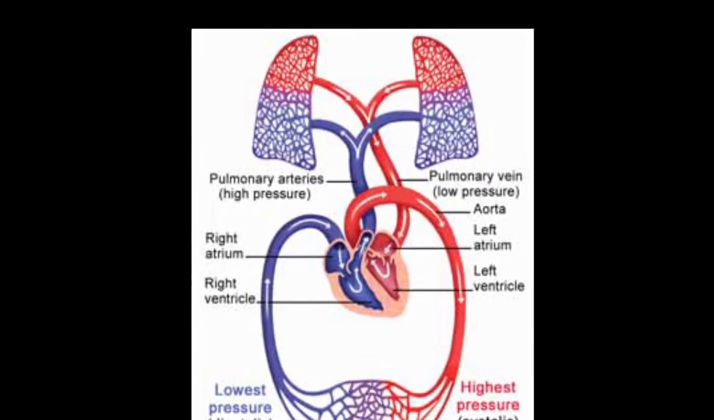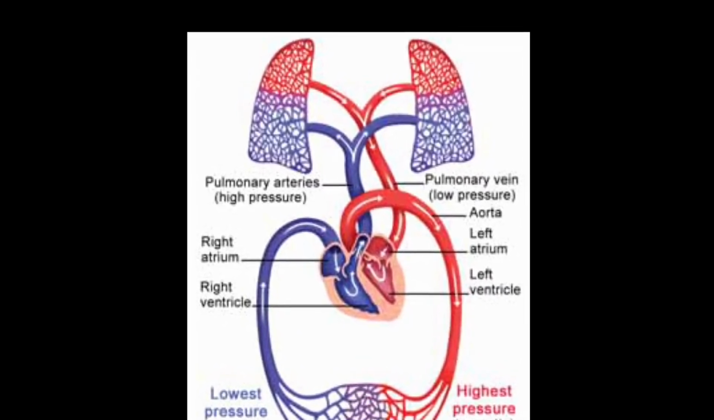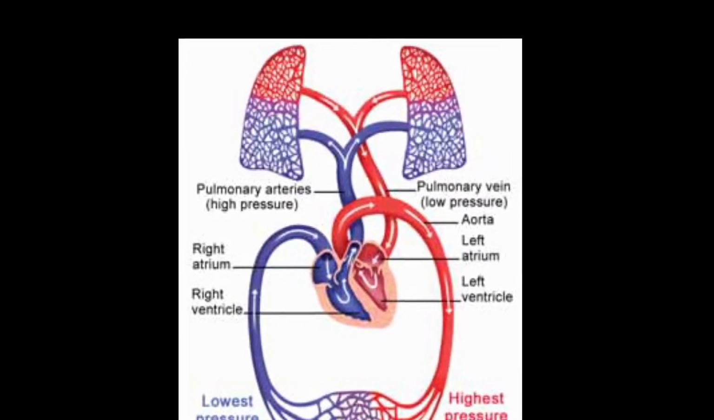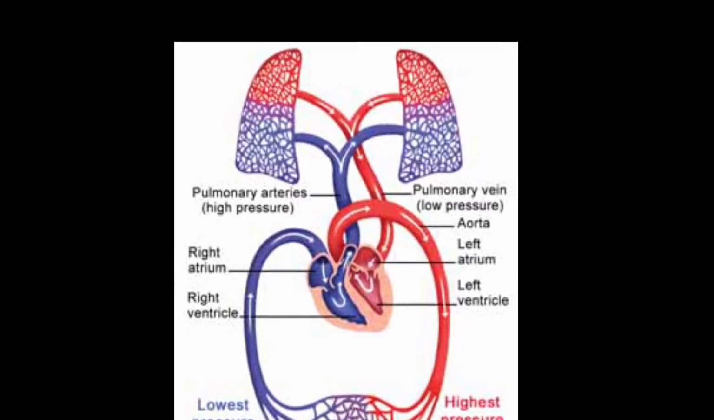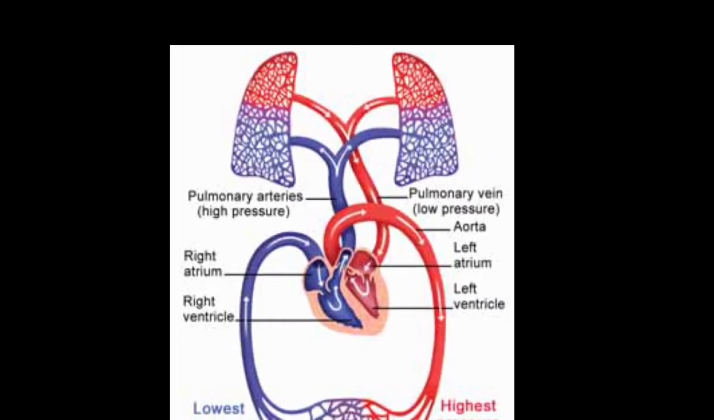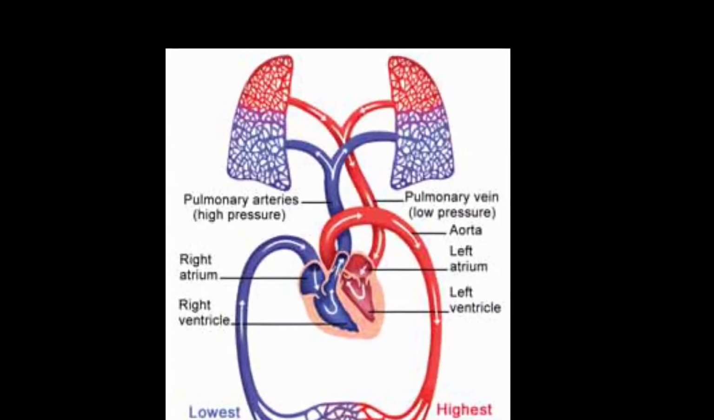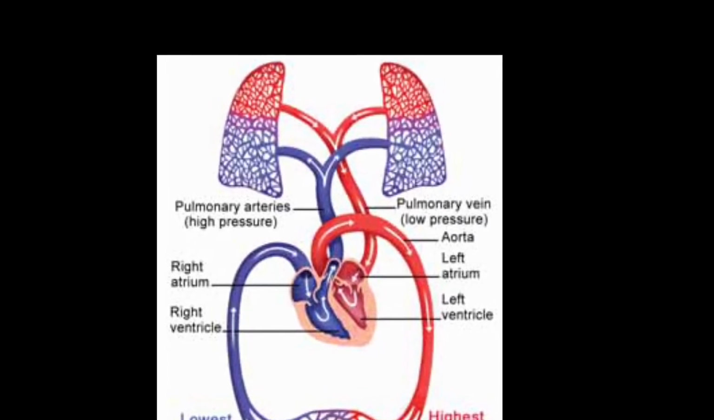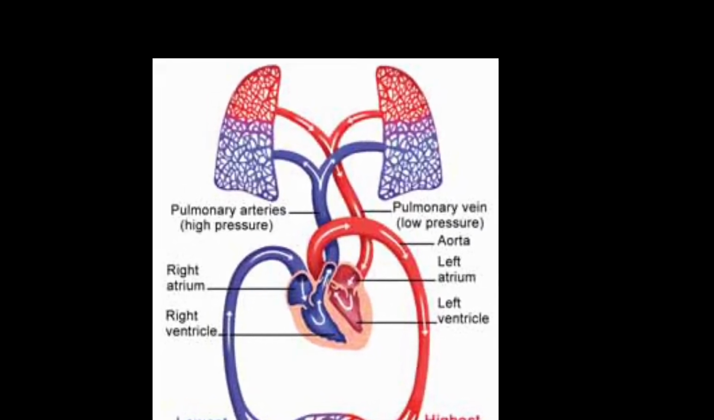When it reaches the capillaries, the oxygen and the other nutrients in the capillaries go into the cells. The carbon dioxide from the cells comes out and goes into the capillaries. Now this becomes deoxygenated blood. This deoxygenated blood goes up into the right atrium, down into the right ventricle, up into the pulmonary arteries, and then it goes into the capillaries, which are in the lungs.